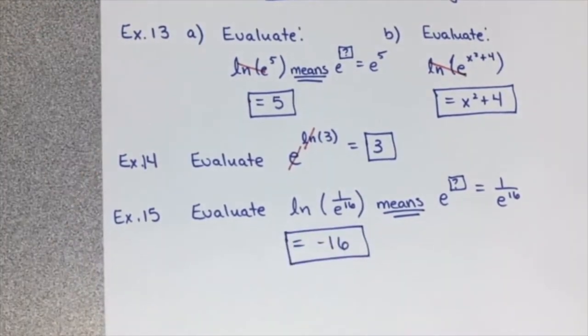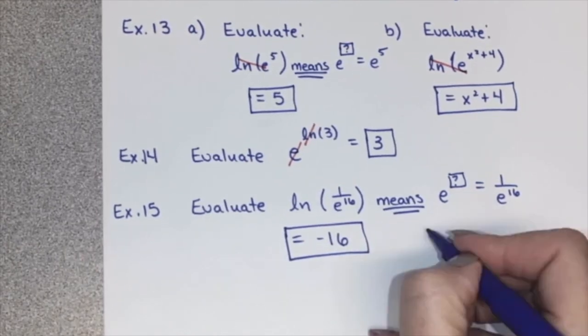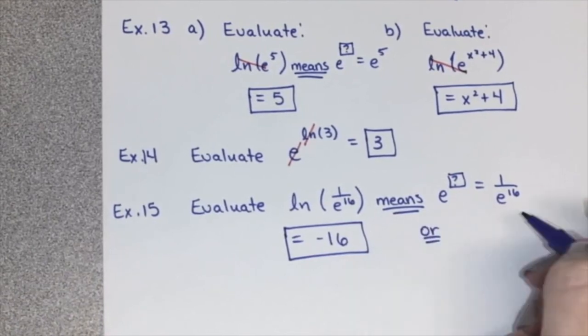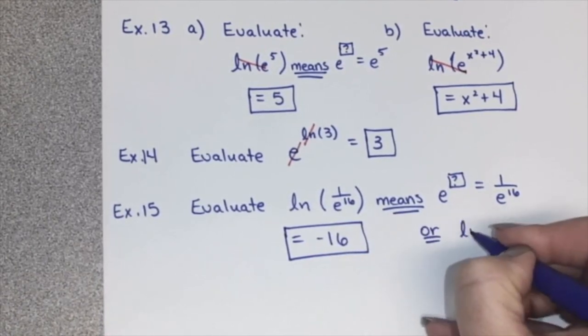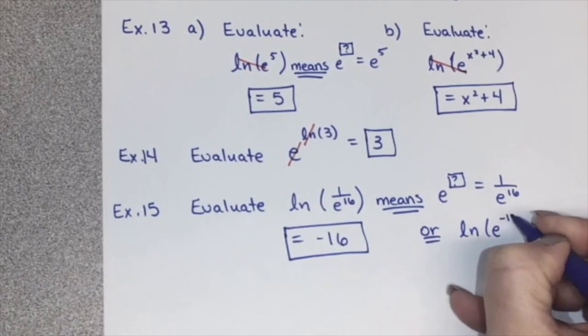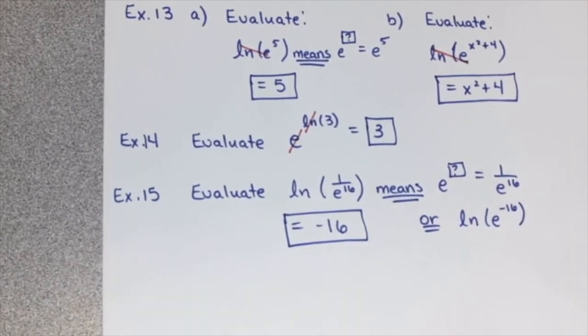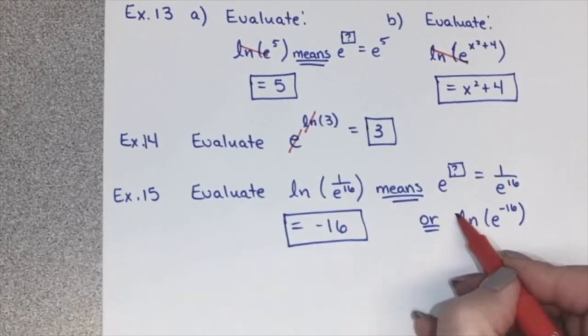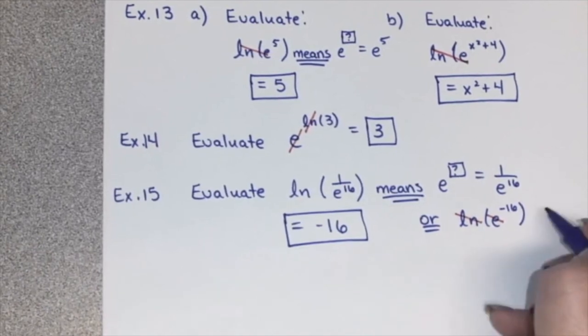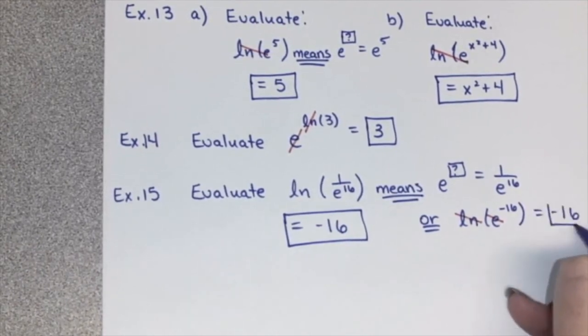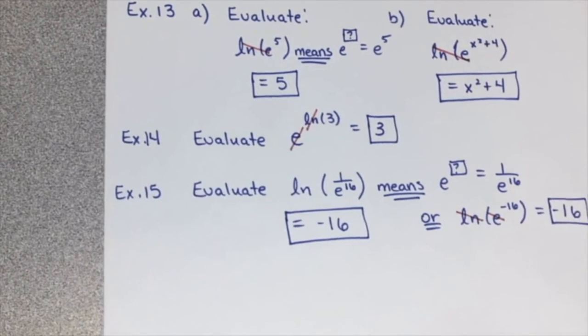So they still cancel each other out. We just note that the 16 is in the denominator or something like that, so it would be a negative there. Okay. Another way to rewrite this is you also could have rewritten it as the natural log of e to the negative 16th power if you wish. And then you could have just said, okay, now these cancel, and you get negative 16. Regardless of how you think about it, the answer is still negative 16.